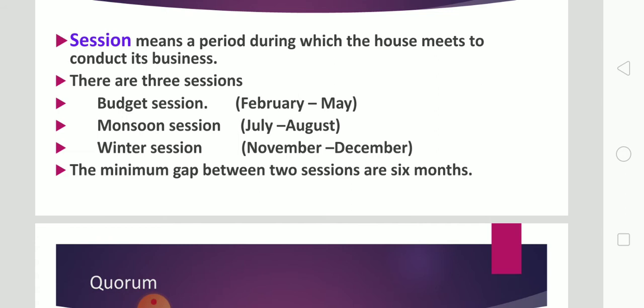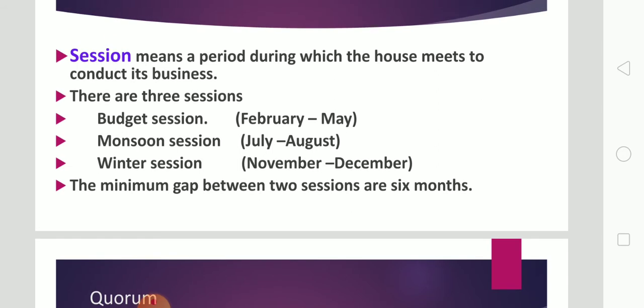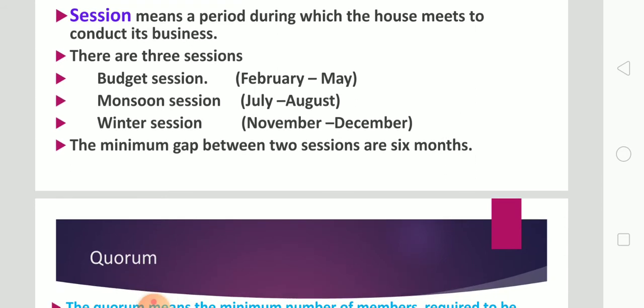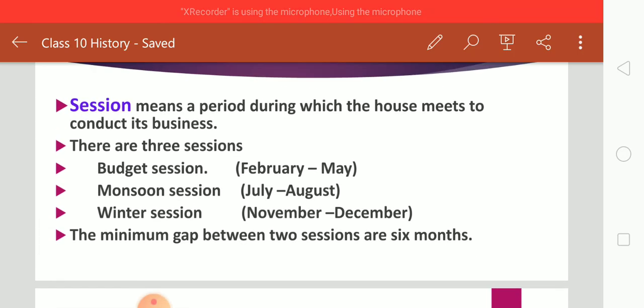The minimum gap between 2 sessions of the Parliament is 6 months. At least 2 sessions will be conducted in a year. So this is something about the sessions. Remember the meaning of the session. Session means a period during which the House meets to conduct its business.